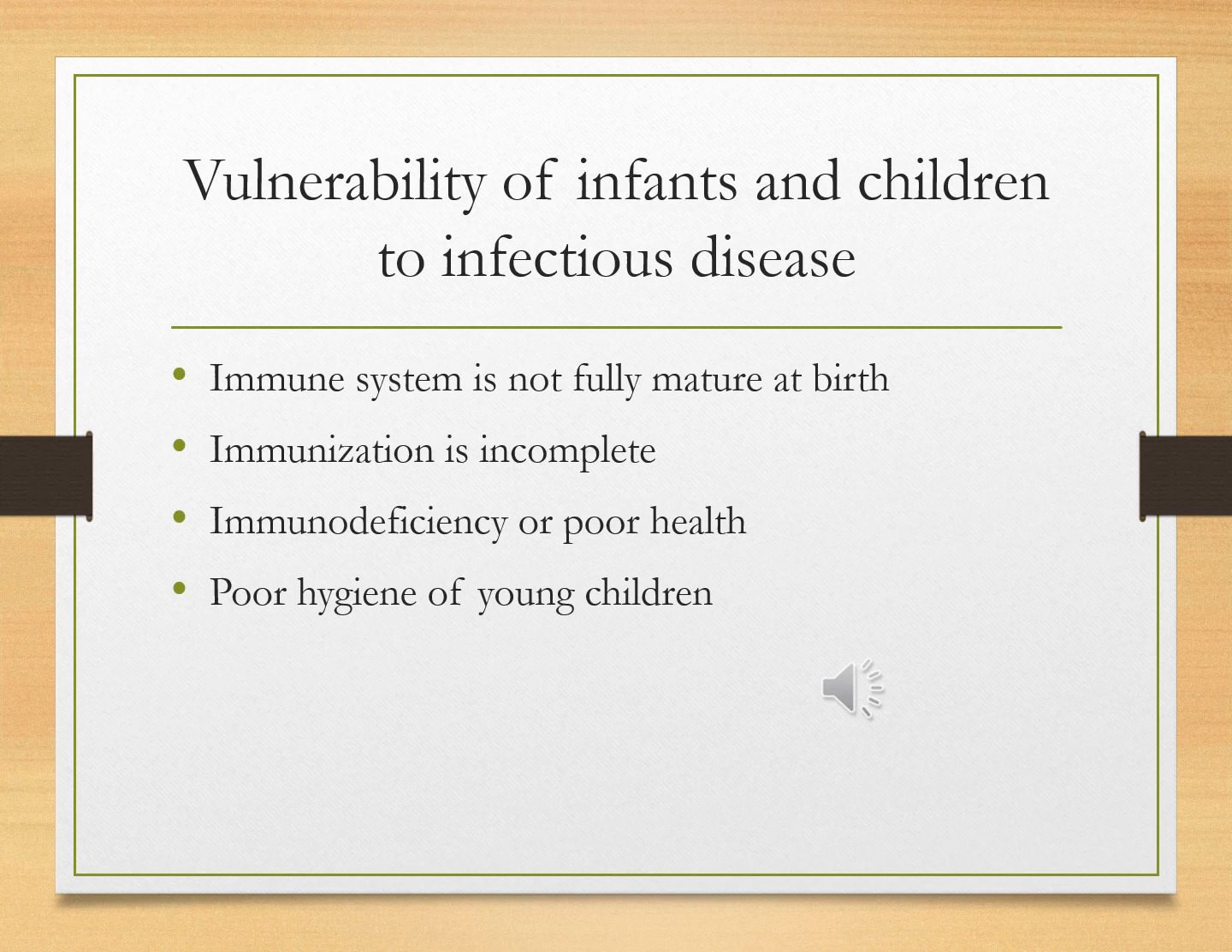Infants and children are very vulnerable to these infectious diseases, and that's because their immune system isn't fully mature at birth and immunization is incomplete. Immunodeficiencies can happen, or maybe poor health. Poor hygiene of young children also comes into play. So, you think about the fecal to oral route: kids don't wash their hands, they touch everything, and everything goes in their mouth. That's how they learn. So that's why they're more vulnerable to these infectious diseases.